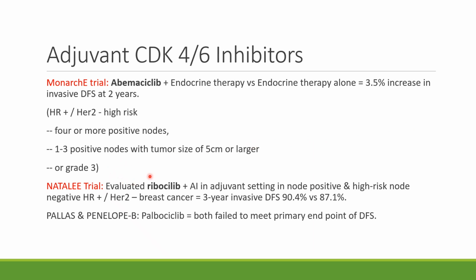The NATALEE trial evaluated ribociclib plus AI in the adjuvant setting in node positive and high risk node negative hormone receptor positive, HER2 negative breast cancers, and it yielded a 3-year invasive DFS of 90.4% versus 87.1%. The two trials, PALLAS and PENELOPE-B, investigated Palbociclib adjuvantly, but both trials failed to meet the primary endpoint of DFS.